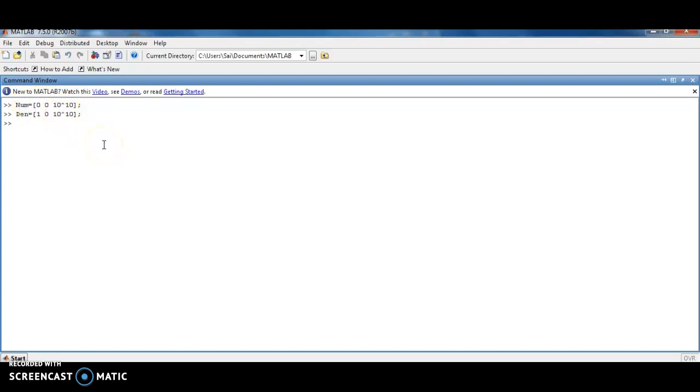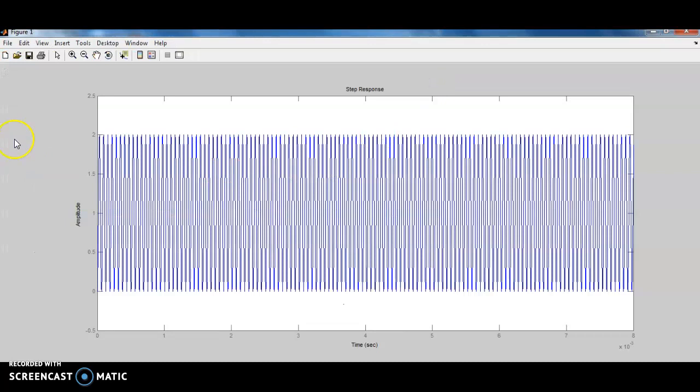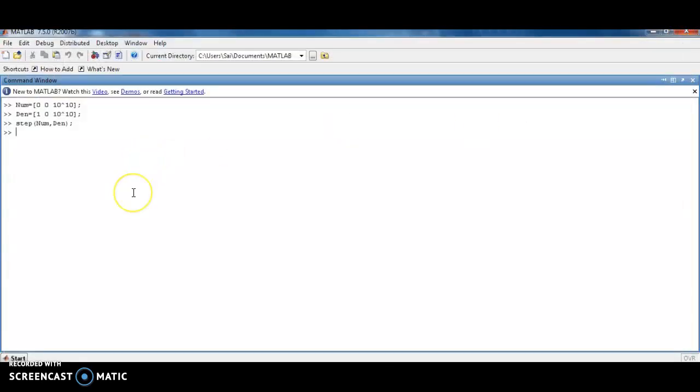So the next command will be step, numerator comma denominator. So we'll get the graph. So this is the undamped case, right? So similarly, we'll solve for the underdamped case. CLC means clear. We already discussed these things in the class.